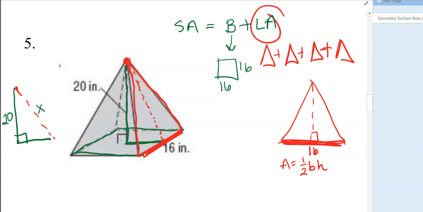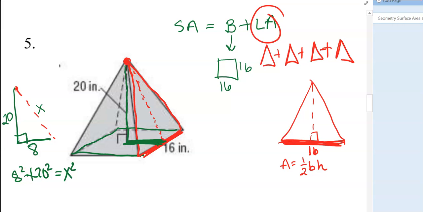Do we know the other piece of the triangle? Look at where it came from. It came from right here. Do you know how long that piece is in that diagram? 8. Because if the whole way across the pyramid is 16 and I'm just going from the middle to the edge, it's 8. Okay? And now I could do something like 8 squared plus 20 squared equals x squared, and I could finish solving for that.